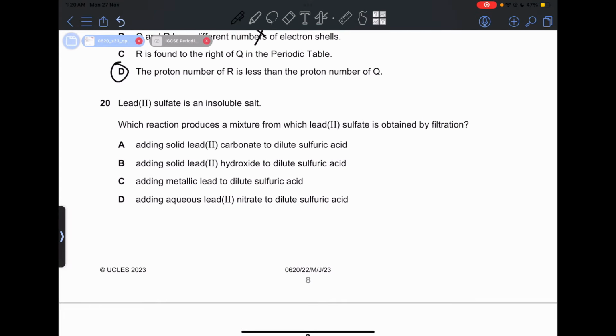20. Lead-2 sulfate is an insoluble salt. Which reaction produces a mixture from which lead-2 sulfate is obtained by filtration? So actually the only thing that will produce lead-2 sulfate is D, which is adding aqueous lead-2 nitrate to dilute sulfuric acid. This will cause lead-2 sulfate to be produced as a salt. So our answer is going to be D.